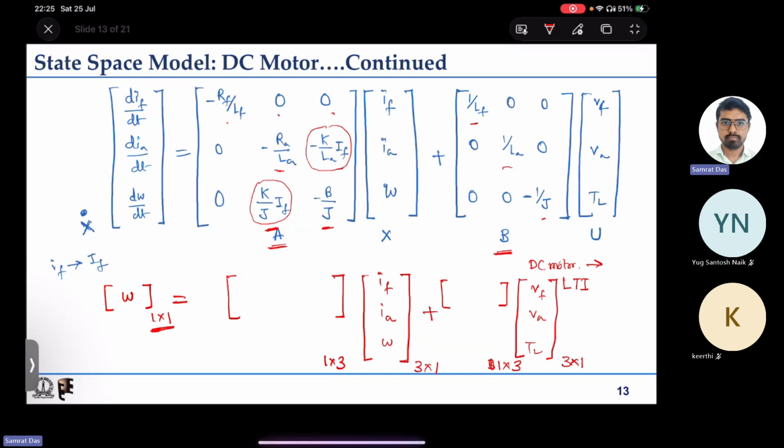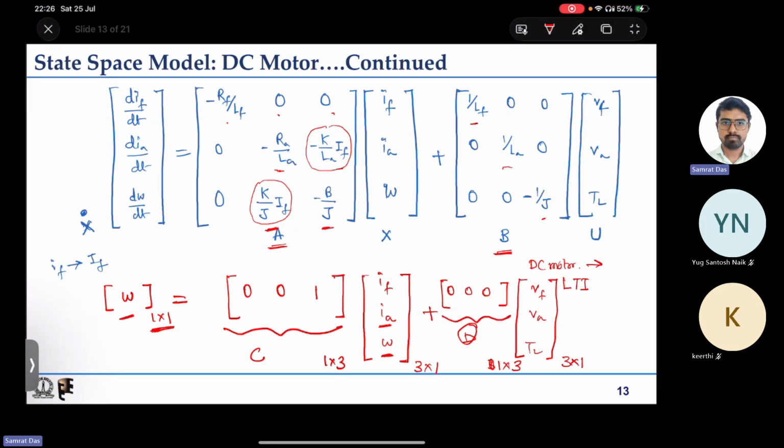So the speed is not dependent on if, so this is 0. It is not dependent on ia, it is 0. It is only equal to the third state, so there will be 1. And it is not directly a multiple of any of the inputs, so it is 0 0 0. So this becomes the C matrix for our case, and this becomes the D matrix. For most of the cases that you will encounter in electrical engineering control systems, controllers, machines, power electronics, most cases this D matrix will only be a 0 matrix.